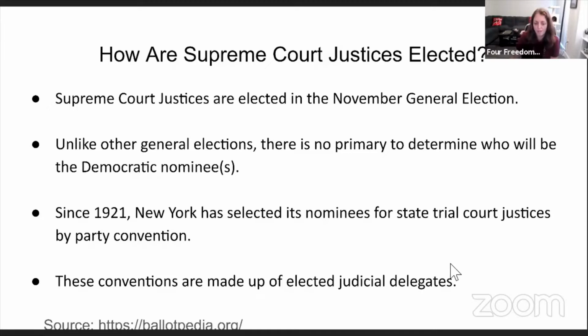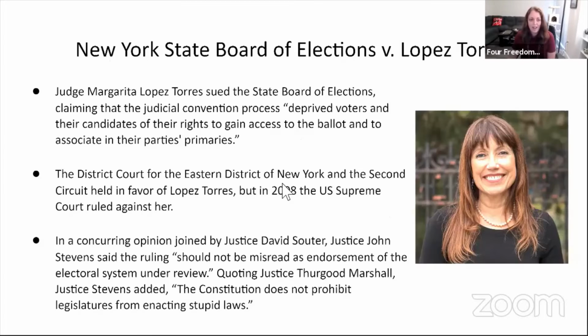And I want to give folks a little background, because some people find that to be kind of a strange system. I agree. It's a little bit unorthodox. And I want to talk about a Supreme Court case called the New York State Board of Elections v. Lopez-Torres. And I don't know how many of you know too much about this case, but I'll give you just a little background.